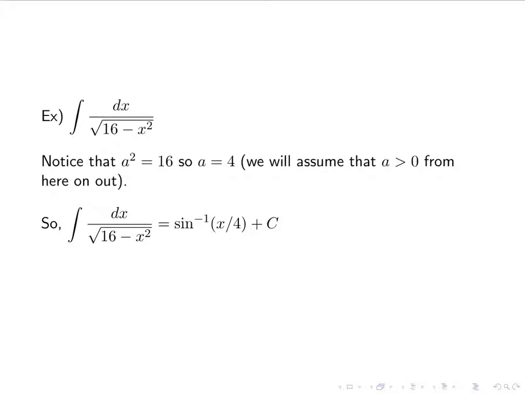So all we have to do is replace in our formula a with 4. So the integral of dx divided by the square root of 16 minus x squared is sine inverse of x over 4 plus c. Now always remember, the really nice thing about integration is we already know differentiation. So I can always check this. I can differentiate sine inverse of x over 4 and make sure that it is mathematically equivalent to 1 over the square root of 16 minus x squared. You can always double check it by differentiating.